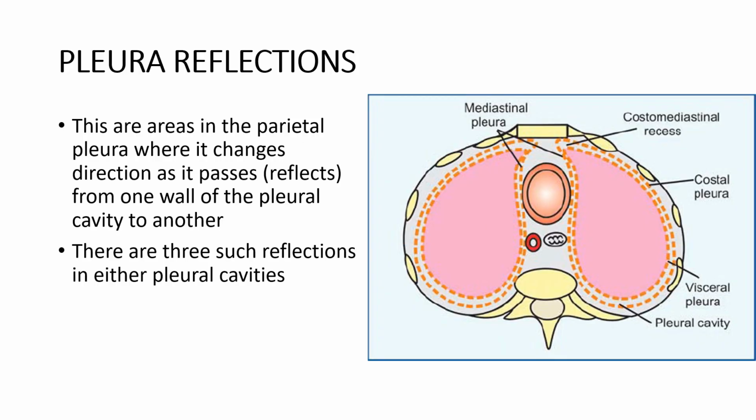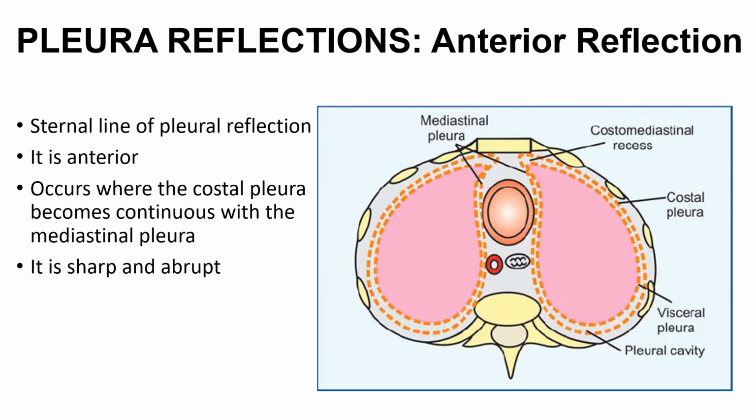Pleural reflections are the change in the direction of the parietal pleura to form other region of the pleura. There are three types of such reflections of the pleura in the pleural cavity. Anterior reflections of the pleura are just behind the sternum, and they occur when the costal pleura turns medially to form mediastinal pleura. This is abrupt and a sharp reflection.